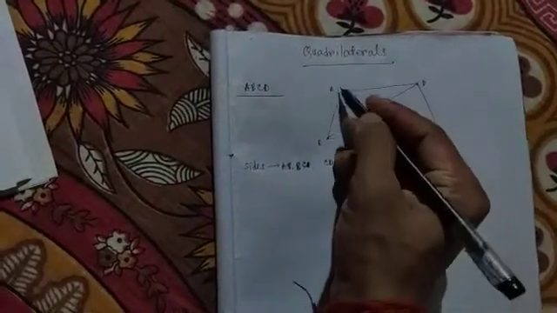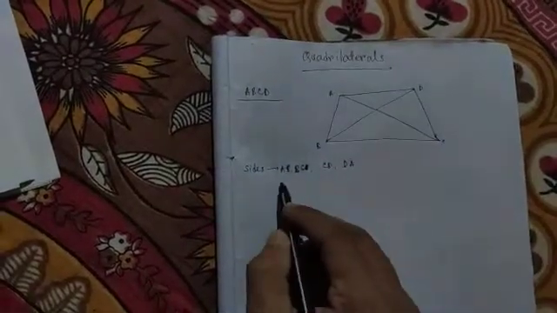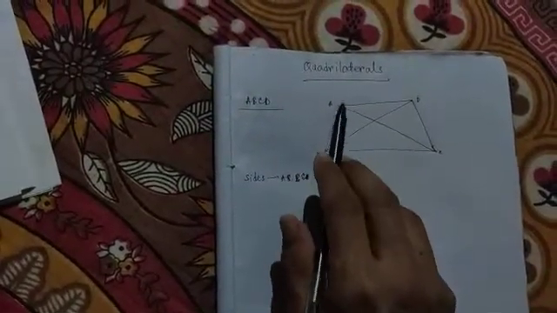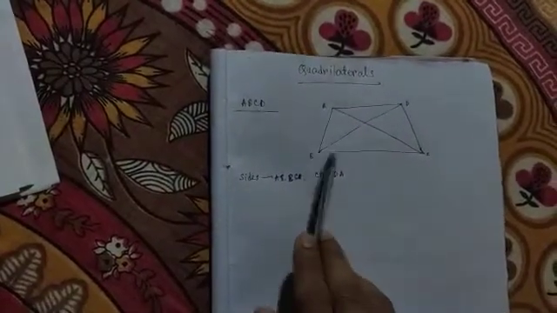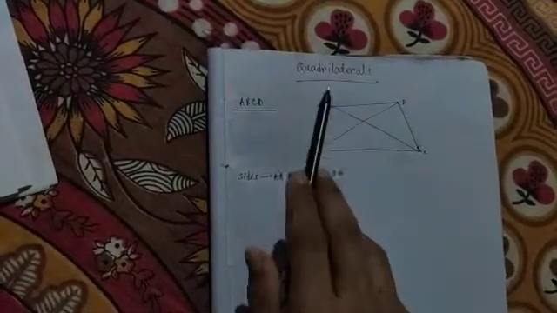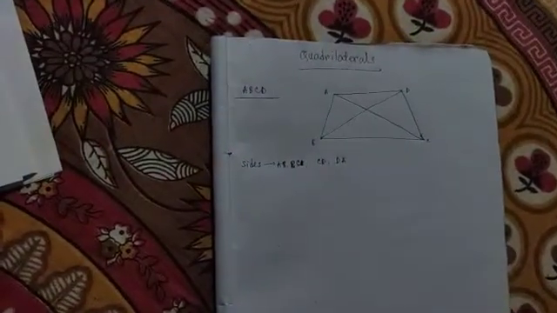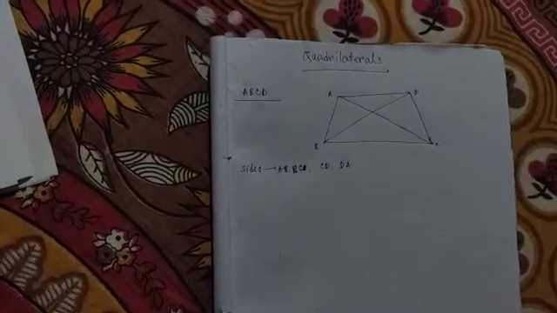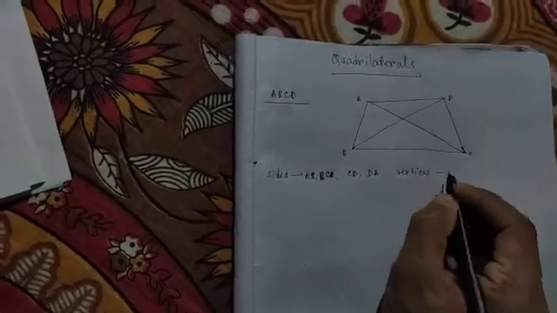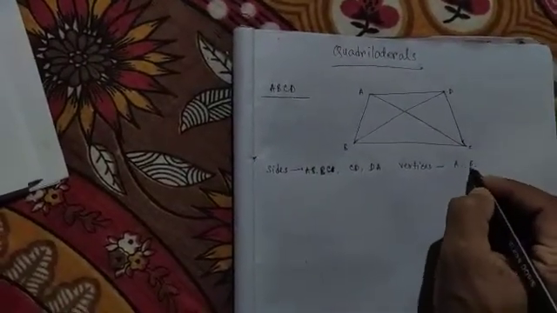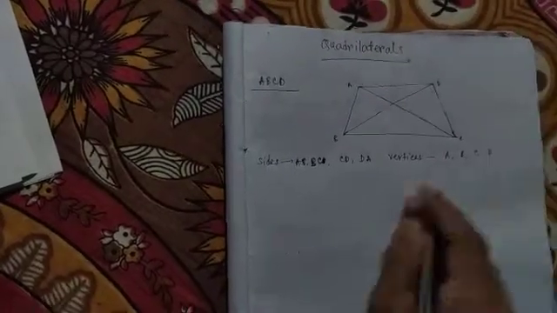Here I have given the names A, B, C, D, that's why I have written these. If you use P, Q, R, S, then the sides must be PQ, QR, RS, SP. And it has four vertices also: A, B, C, and D.